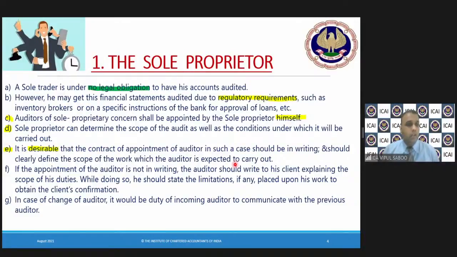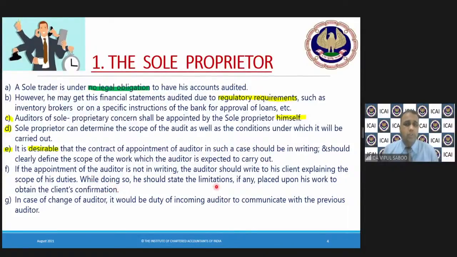If the appointment of the auditor is not in writing, the auditor should write to his client explaining the scope of his duties. So it again depends upon the auditor and the sole proprietor. You can tell him that I need a proper engagement letter, I'm sending an engagement letter, I want a proper contract. If you want it verbal, it can be verbal. It is not mandatory. It could be a verbal contract as well: if you'll audit my books, yes, I'll do.